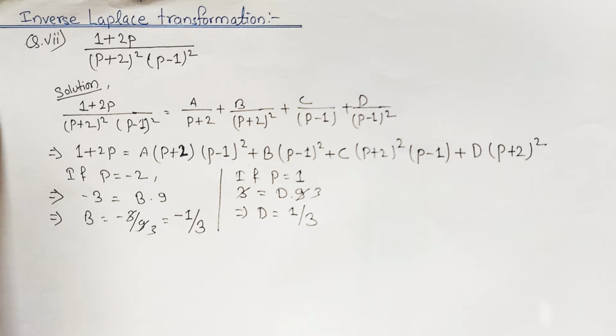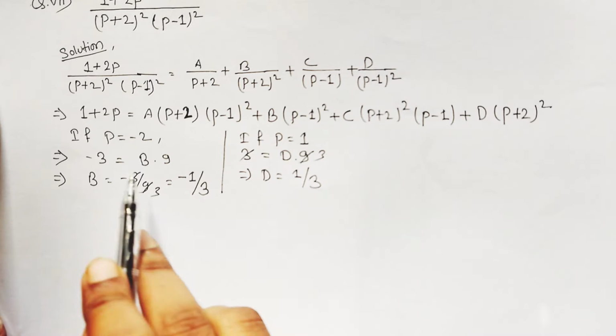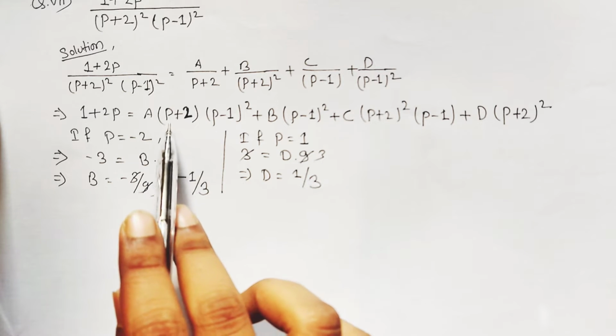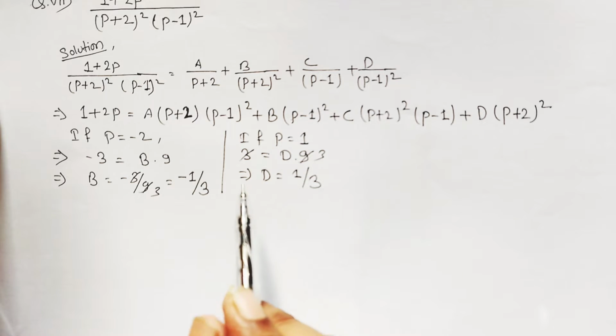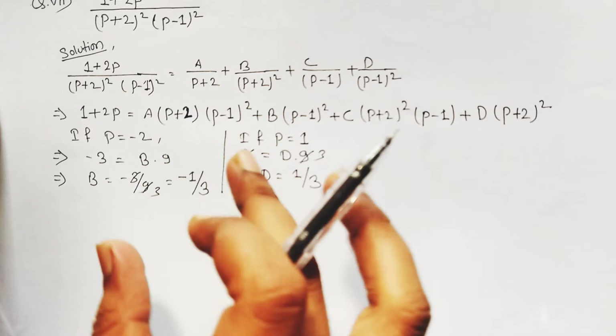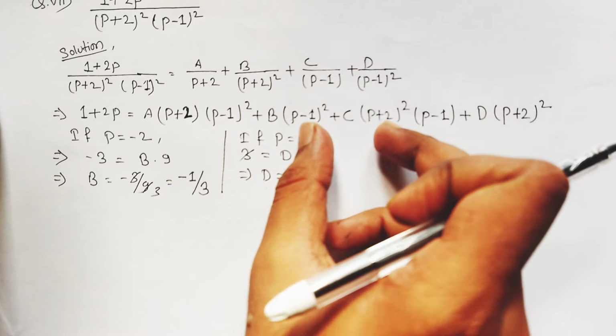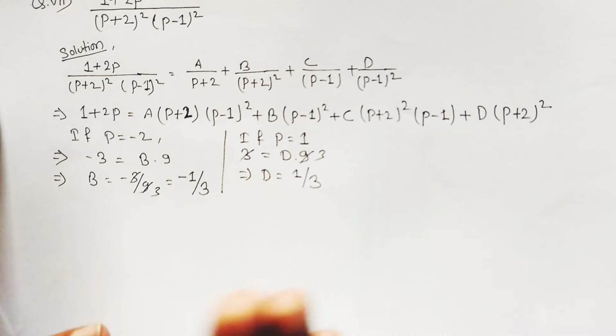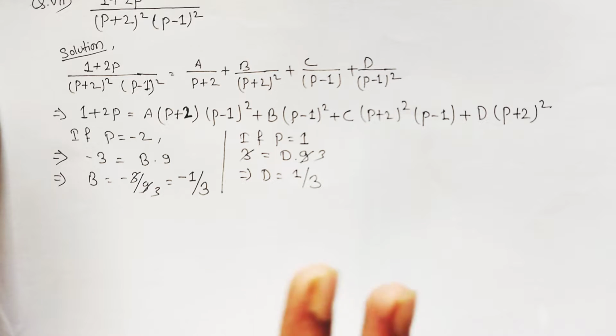Now, after calculating the values of B and D, we also need to calculate the values of A and C. So how are we going to do this? We are going to multiply out the portions inside the brackets, so that we can compare the coefficients of the variables.